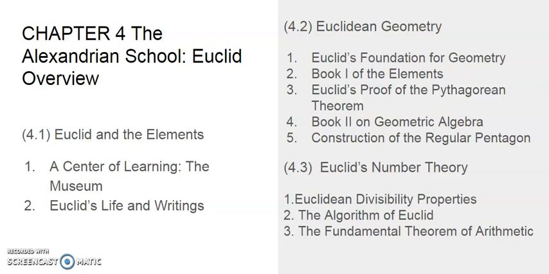Some propositions related to parallel lines are proved in this section, which you may have learned in your geometry class, and you may skip reading. In section 4.2, 3 of the books of the Elements, book 7, 8, and 9, deal mainly with the properties of positive integers, like 1, 2, 3, 4, and so on.